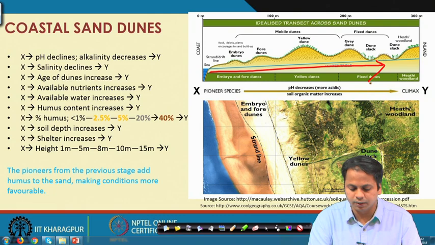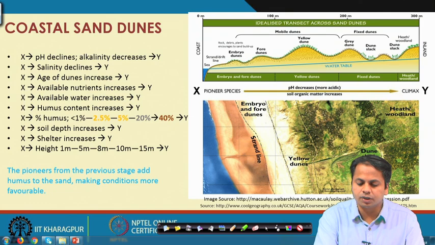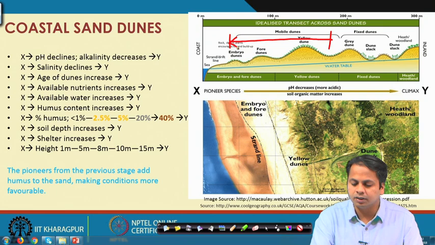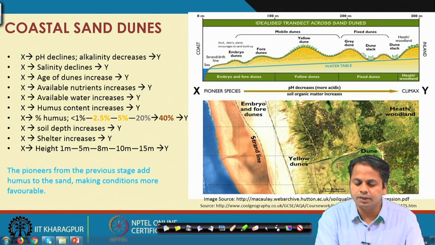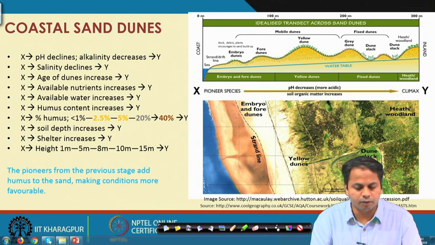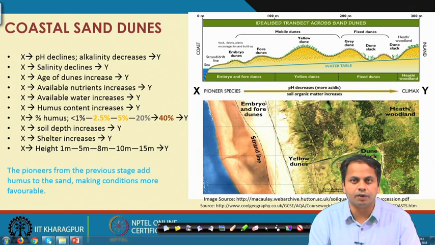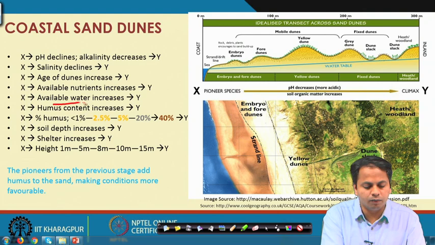Similarly, the age of dunes increases. These dunes are mostly mobile dunes. They change their shape and direction depending on the wind speed. Their shape gets changed, but here the dunes are mostly stable. Then the available nutrient content increases because the pioneer species make favorable conditions. The pioneer species from the previous stage add humus to the sand, which makes conditions more favorable for the subsequent stages of species. Then the available water content increases here.